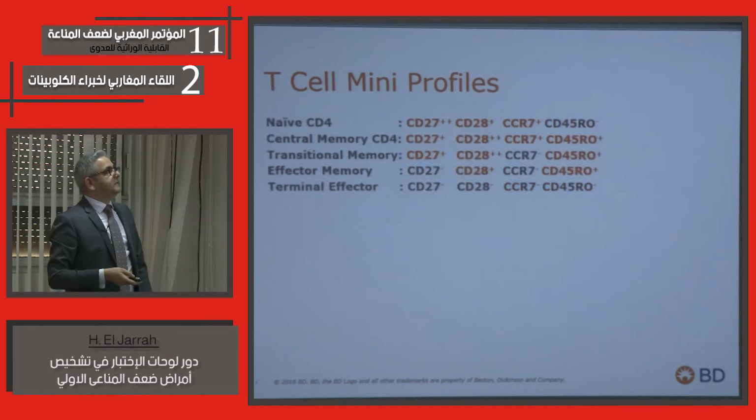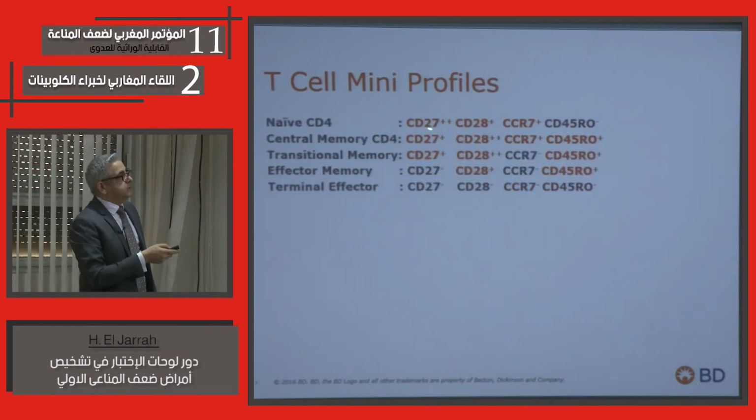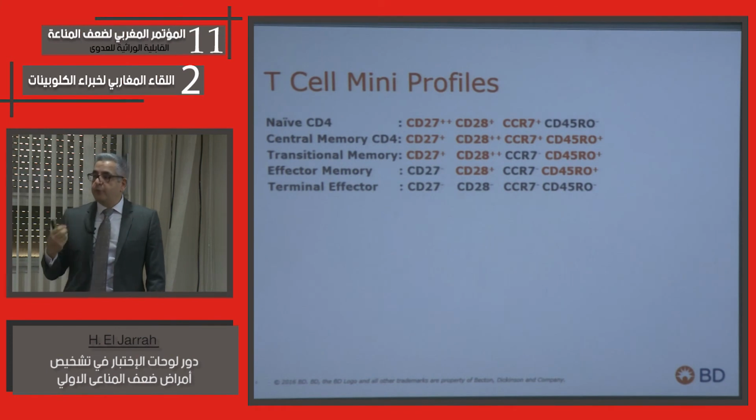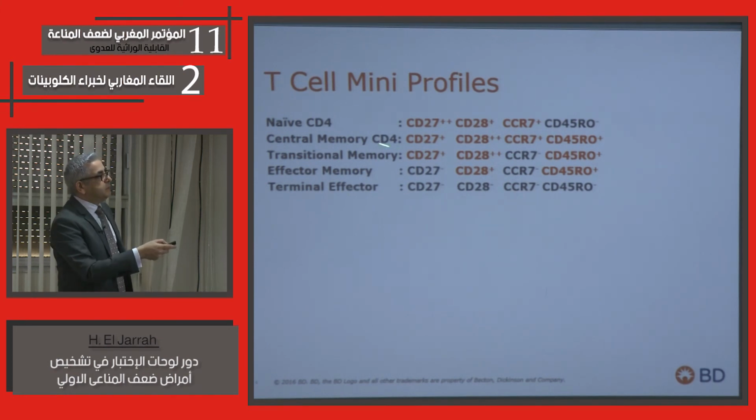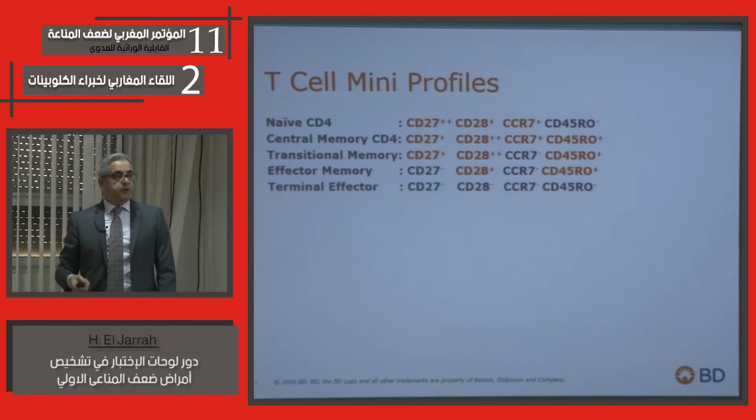And if you look at T cell mini profiles, then naive CD4s would be very high on 7, 28 positive. CCR7 is a very good and important marker in understanding or in subtyping T cells. Central memory CD4s, transitional memory, effector, and terminal. So these are the markers you expect to be expressed on these cells.